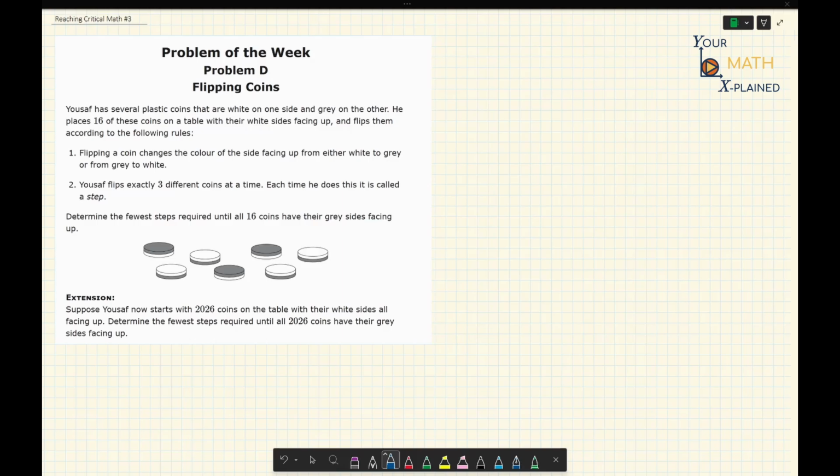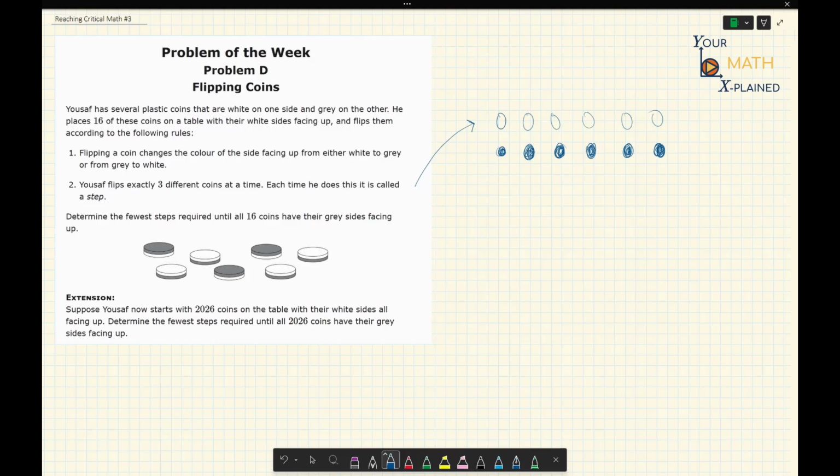One of the things that I noticed first about this problem is that I have to flip 3 coins at a time. Instead of jumping straight into a problem where I already have 16 white coins facing up, I'm going to create a situation where there's just a few facing up and a few facing down. So I'm going to have this diagram here. Hopefully that is clear, that there are 6 white sides and there are 6 blue sides.